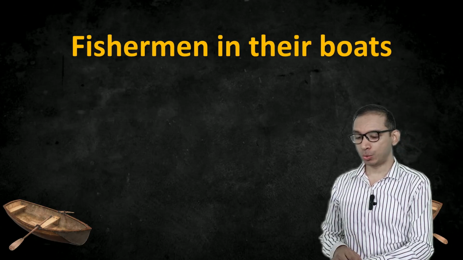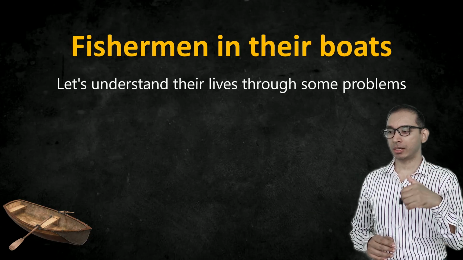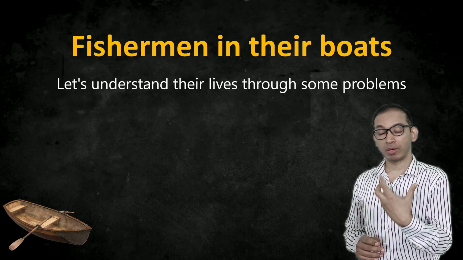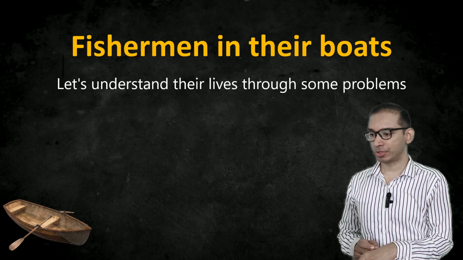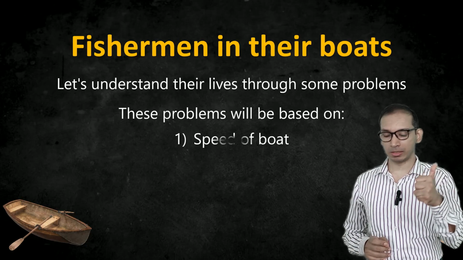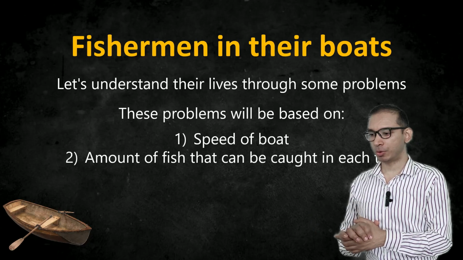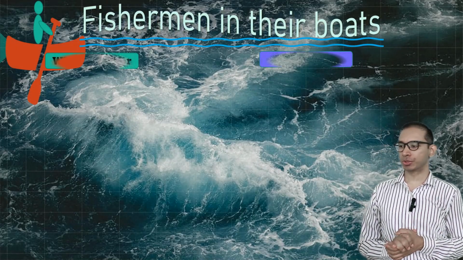We have two types of boats here. So what we're trying to do is understand the lives of fishermen or fisherwomen, and we're going to do this in the form of some interesting problems. These problems are going to be based on the speed of the boat, the first part, and the amount of fish that can be caught in each trip. So, fishermen and their boats.